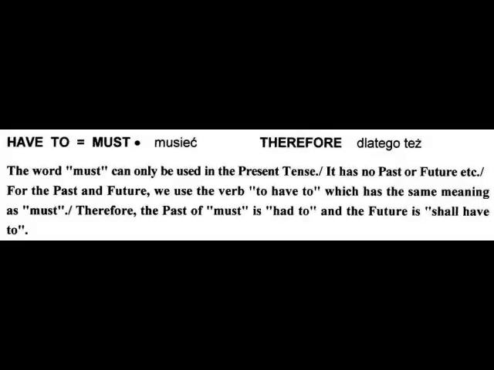Have to equals must, therefore. The word must can only be used in the present tense. It has no past or future, etc. For the past and future, we use the verb to have to, which has the same meaning as must. Therefore, the past of must is had to, and the future is shall have to.